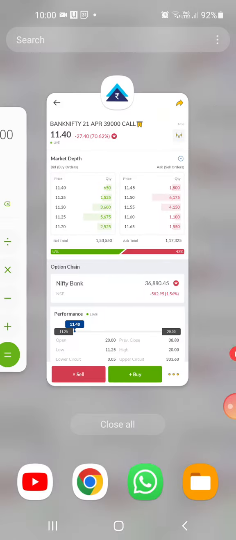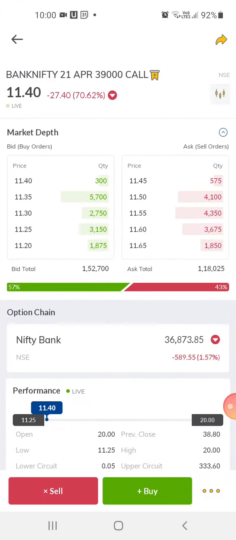So what was the previous close? We'll just check the previous close. Okay, the previous close was 38.80. Somebody invested at the beginning of the day, at the start of the session, at 38.80.